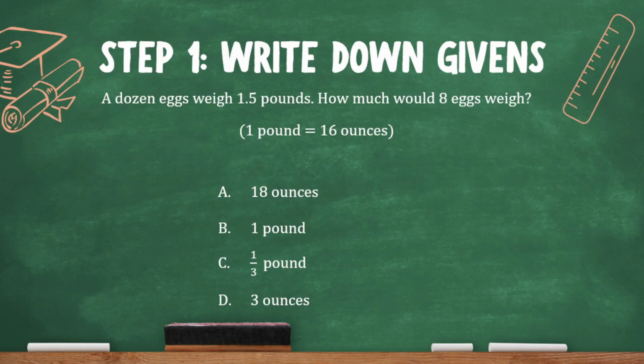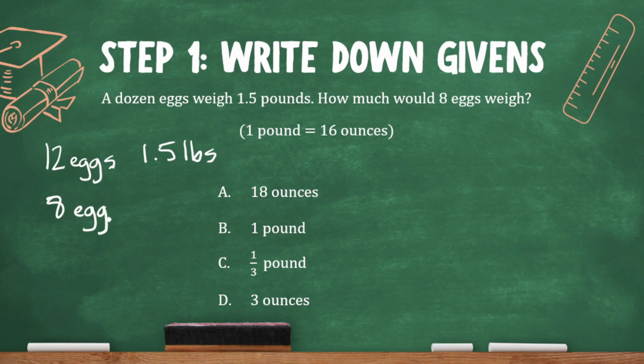So the first step in any word problem is to write down what you're given. Let's look at this one. A dozen eggs weigh 1.5 pounds. How much would 8 eggs weigh? So we know that a dozen, which is 12 eggs, is 1.5 pounds. And they want to know how much 8 eggs weigh altogether. So that's what we're looking for.